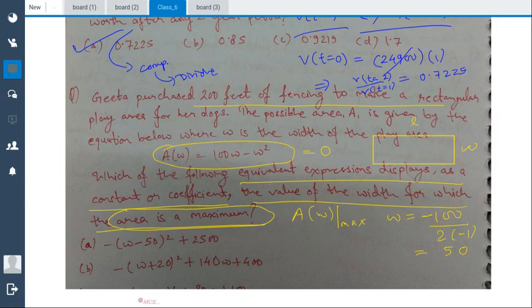So which other expression can give you the maximum value at W equal to 50? Got it, my dear friends? Then another way. If you simplify A, B, C, D, everywhere you will get 100W minus W square only. There is also another way of finding at what value of W you are going to have the maximum value. That is again by the completing square method.